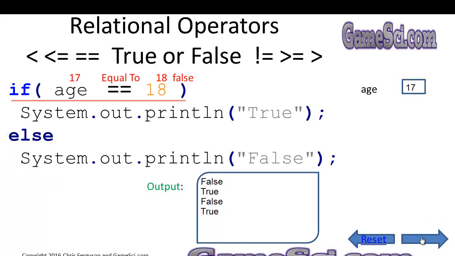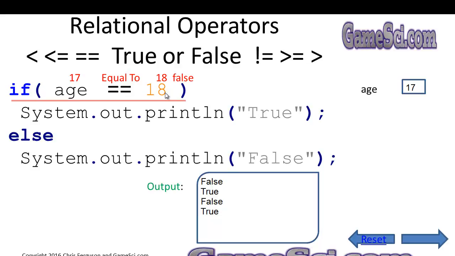Next up is the equal to operator. Now be careful here. That's two equal signs next to each other. Not a single equal sign, but two equal signs together. A single equal sign would be the assignment operator. Two equal signs is the equal to relational operator that says, tell me if both sides are the same. In this particular situation, we have 17 in the value of the age variable. So what we're really asking here is, is the 17 in age equal to the 18, the literal on the right side? And the answer to that is false.